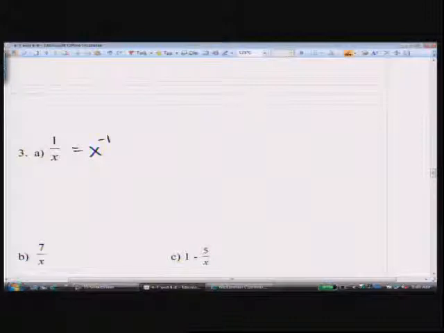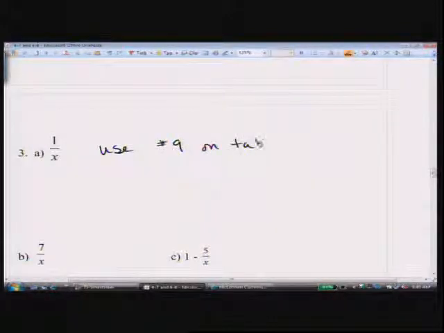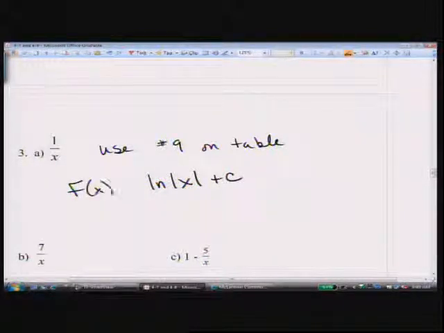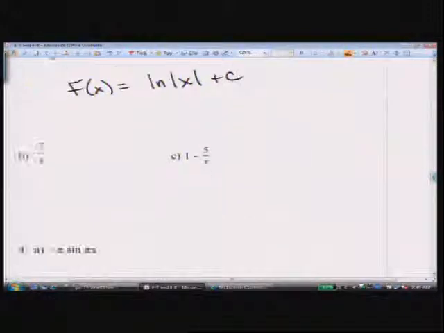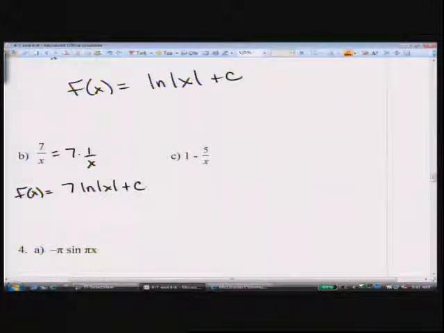So use number 9 on the table. And so you're going to get the ln of the absolute value of x plus c is your big F of x. Okay, and so for these others, these are kind of going to be straightforward. This constant 7 just tags along, so you can think of this as 7 times 1 over x. So the antiderivative is going to be 7 times the ln of the absolute value of x plus c.